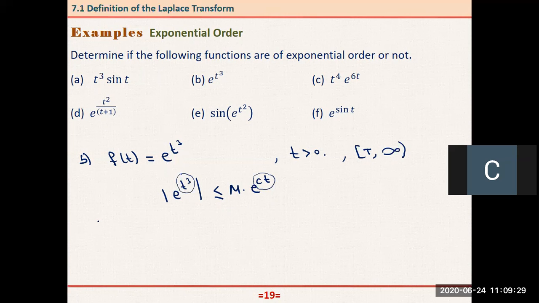In a similar way, you can do this. For example, sine of e to the power t squared is just sine of something. It is bounded: the maximum value is 1, the minimum value is -1. So that is of exponential order. Also e to the power sine of t: sine of t is always less than or equal to 1, so this one is also of exponential order. But this one is not of exponential order.